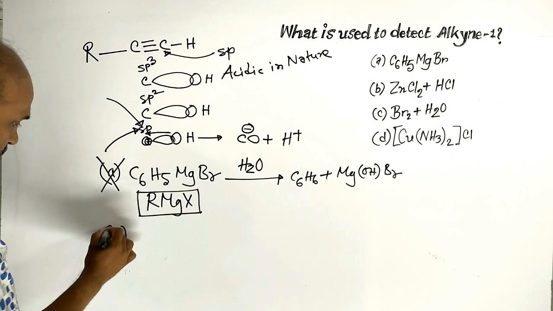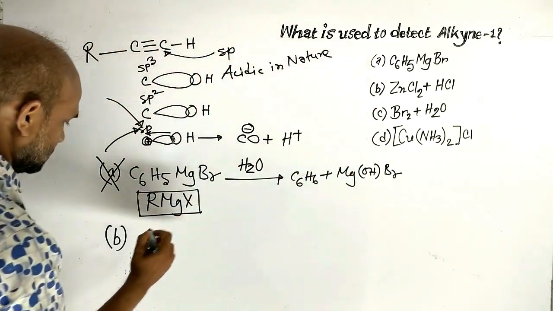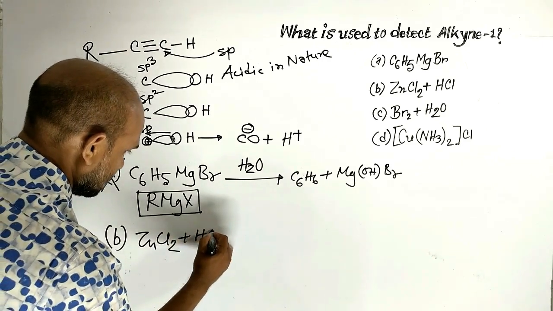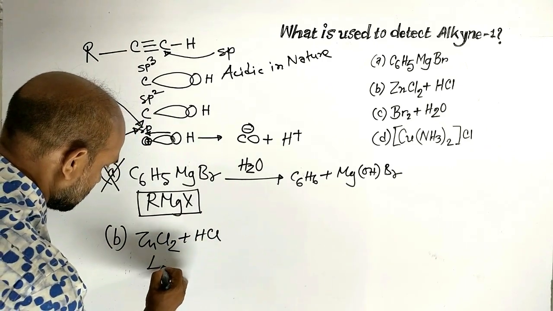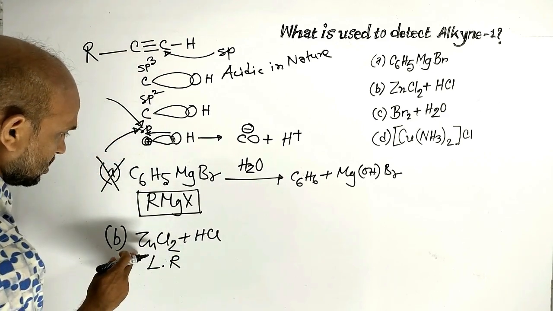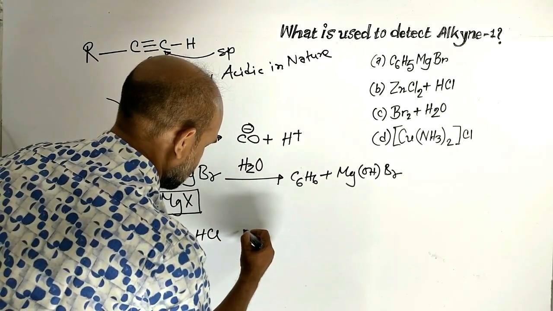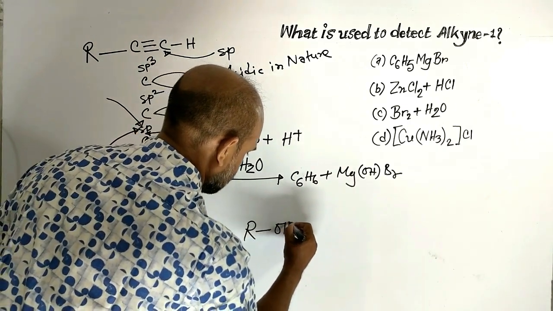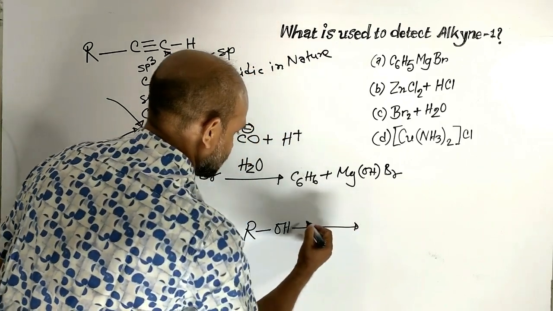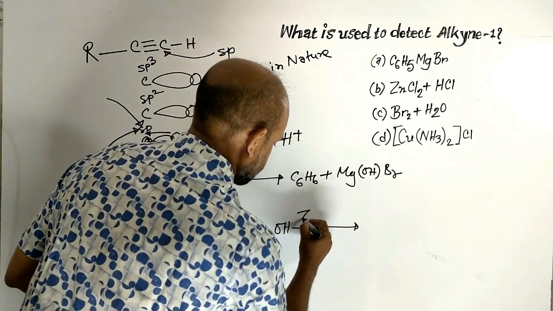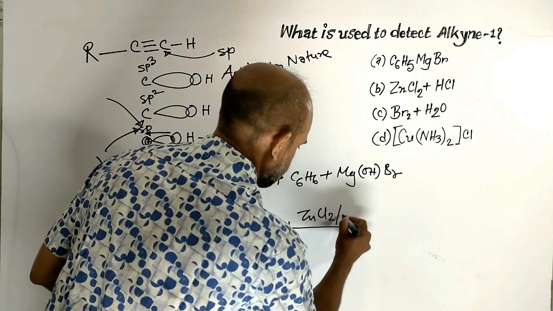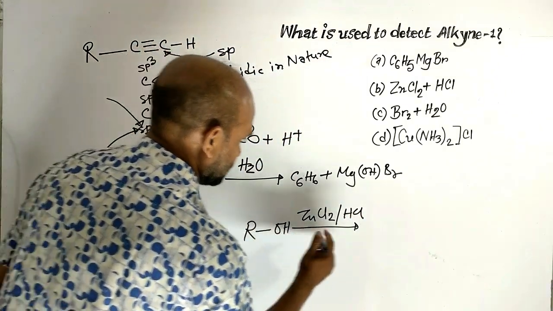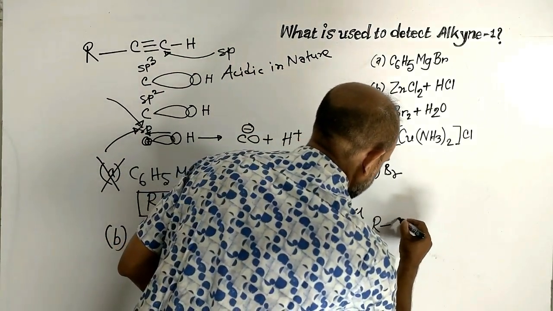Number 2 is this zinc chloride HCl. This is known as Lucas reagent. Lucas reagent is used to prepare alkyl halide from alcohol. Lucas reagent, zinc chloride HCl. Here, hydroxyl group is replaced by chlorine.